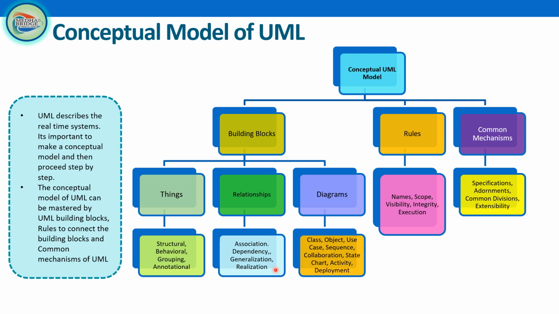We represent a system using diagrams. We have class diagrams, object diagrams, use case diagram, sequence diagram, collaboration diagrams, state chart diagrams, activity diagrams, and deployment diagrams. We have rules for names, scope, visibility, integrity, and execution. Common mechanisms which we use in the conceptual UML model are specifications, adornments, common divisions, and extensibility.